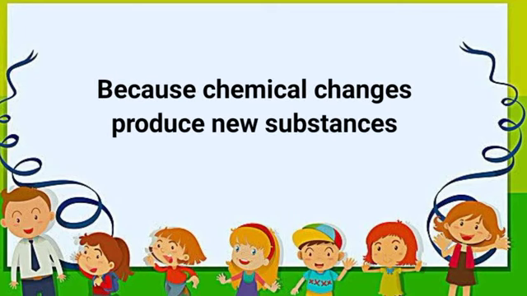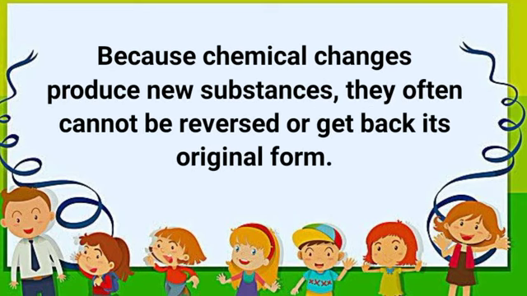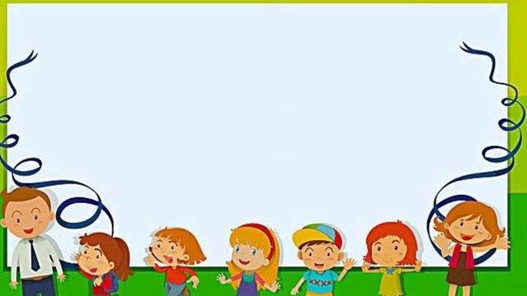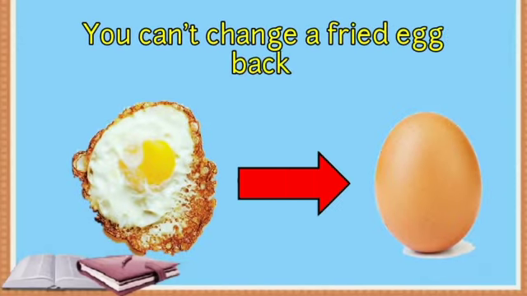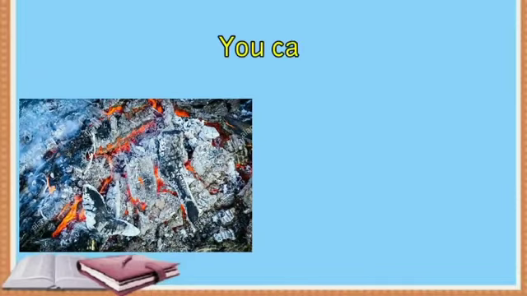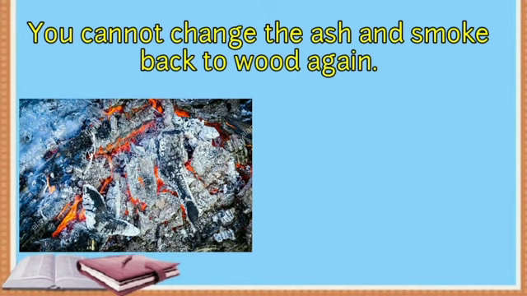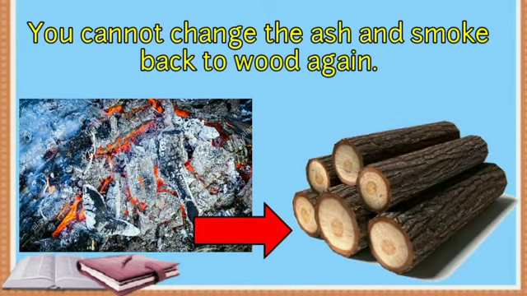Because chemical changes produce new substances, they often cannot be reversed or get back to the original form. For example, you can't change a fried egg back to a raw egg. When you burn wood, you get ash and smoke. You cannot change the ash and smoke back to wood again.